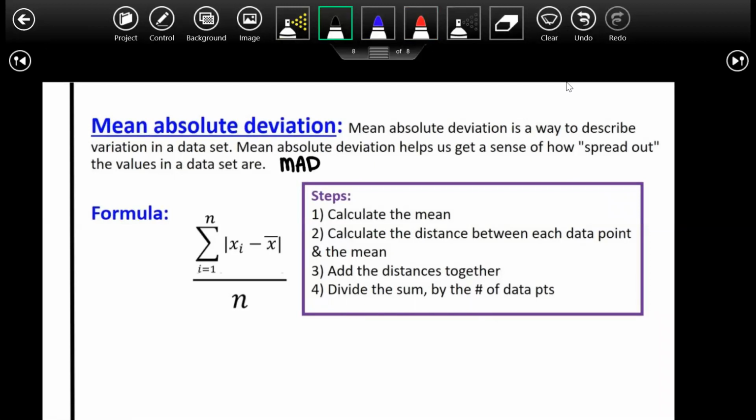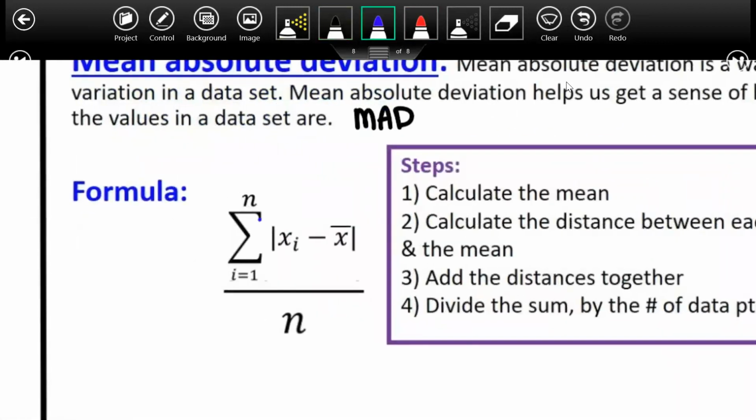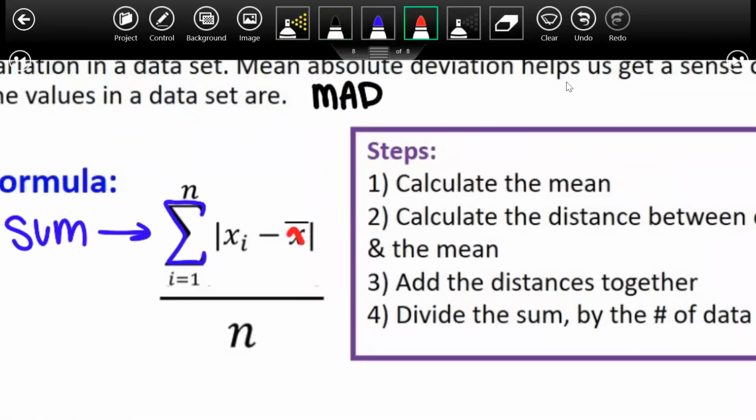The formula we are going to use, this might look crazy. Does anyone know what this little E looks like? What is it called? Sigma. What does sigma stand for? Adding. Do you remember doing this in sequences and series? Can you tell me what this x with the bar over it is? Remember?